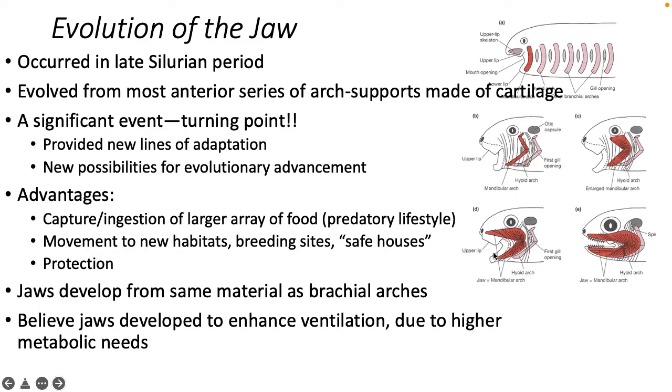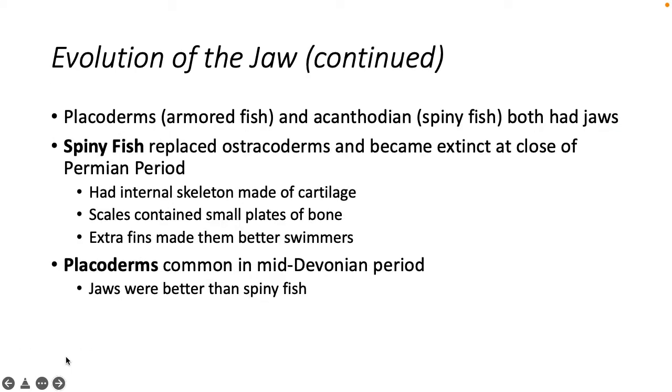So with jaws, again, now we can adapt a predatory lifestyle instead of being a scavenger, movement to new habitats, breeding sites, protection because they can fight back. And now with jaws, maybe enhanced ventilation, just because you can keep that mouth open, you can control the movement, and now you have higher metabolic needs because you can actively hunt, basically.